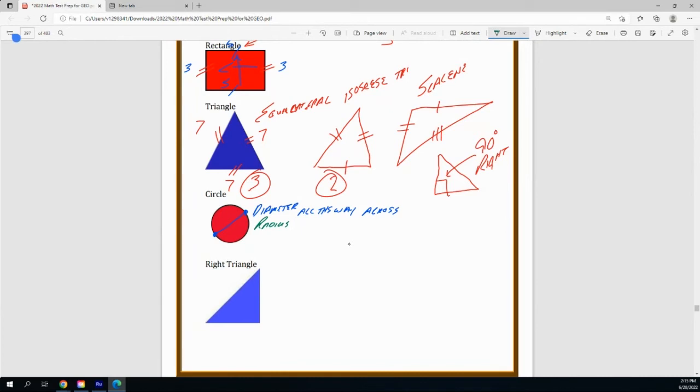Now, the radius is from the middle of the circle to one of the sides, or just to one side like that. That measurement is called radius. It's technically halfway.